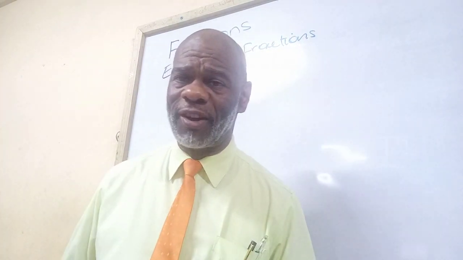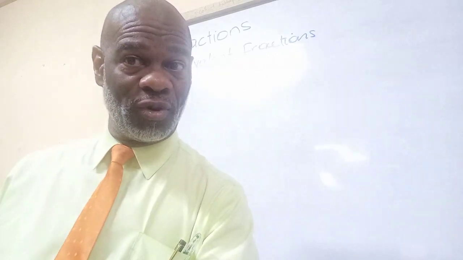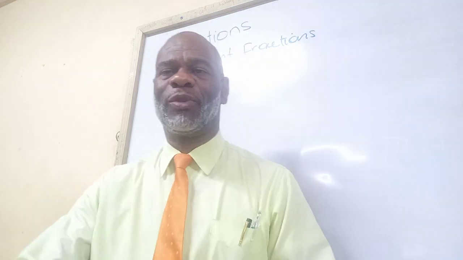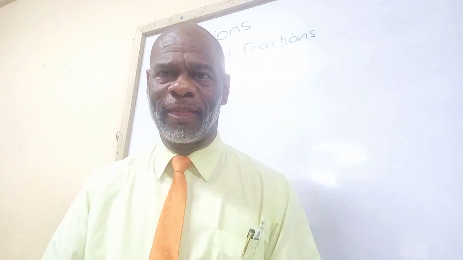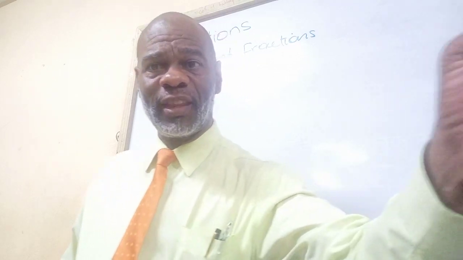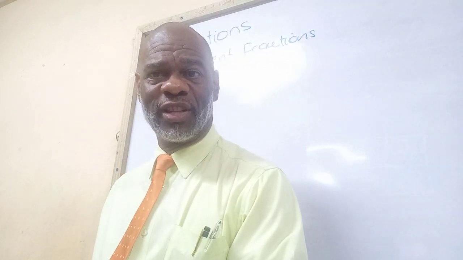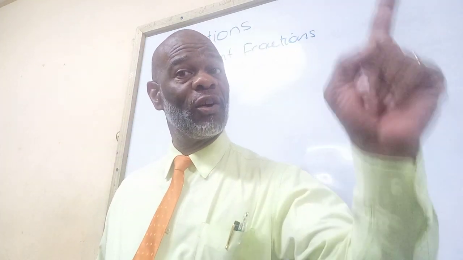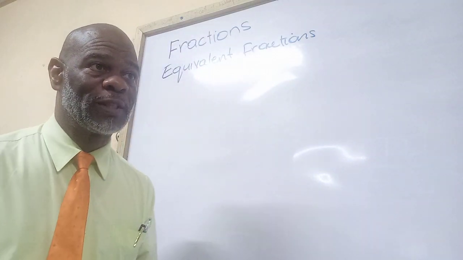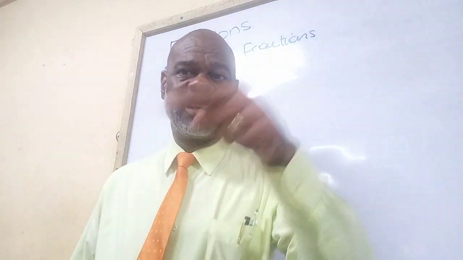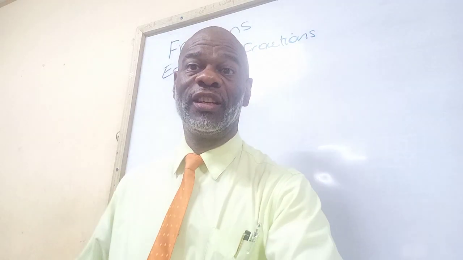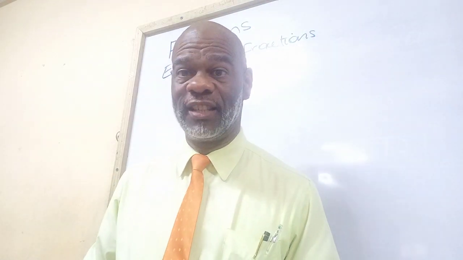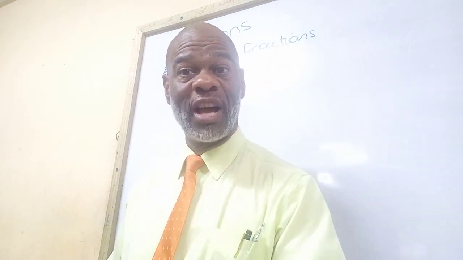Last time we looked at fractions and what a fraction is. We said fractions are parts of a whole, and we talked about the numerator and denominator. We talked about proper and improper fractions. Proper fractions are fractions in which the numerator is smaller than the denominator, meaning the fraction is less than 1. Improper fractions are fractions in which the numerator is bigger than the denominator, and so the fraction is more than 1.